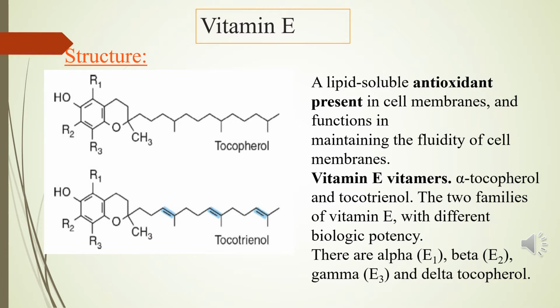And regarding the structure, we have the vitamin E vitamins, which are alpha tocopherol and tocotrienol. The two families of vitamin E are with different biological potencies. There are the alpha or the E1, the beta or E2, gamma or E3, and the delta tocopherol.